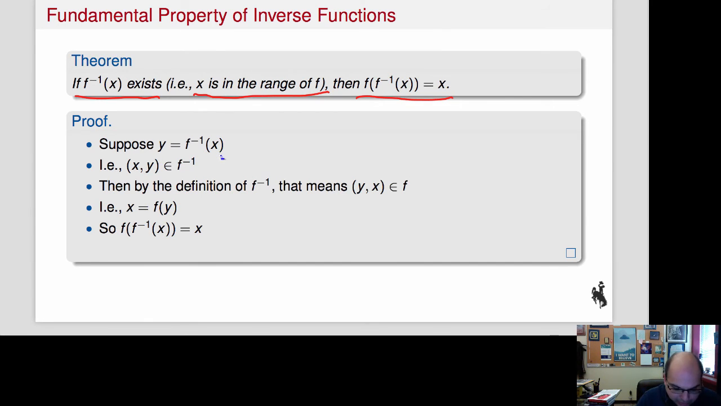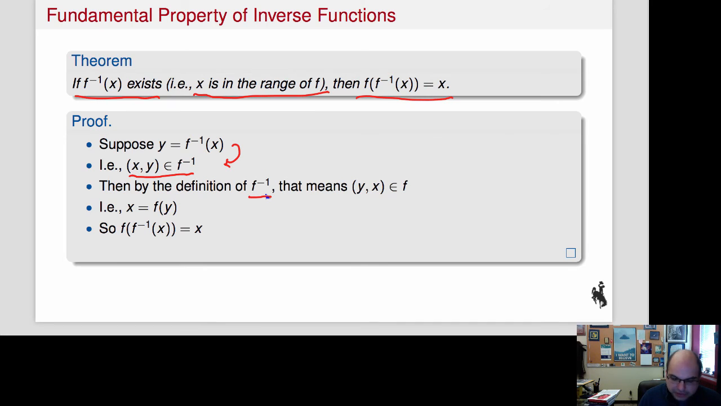So let's say that y is equal to f inverse of x. So what does that mean? Well, what that means is that x comma y belongs to f inverse, right? Because that's exactly what this notation is. Something is equal to f of something. Well, that means that that pair belongs to the function, right? So here we have.